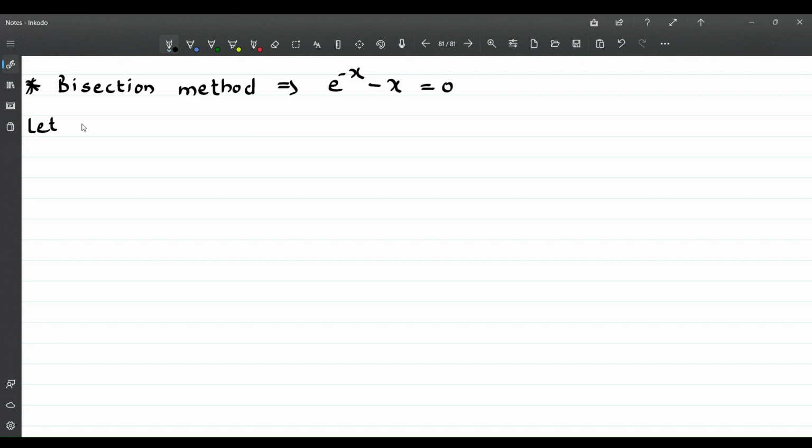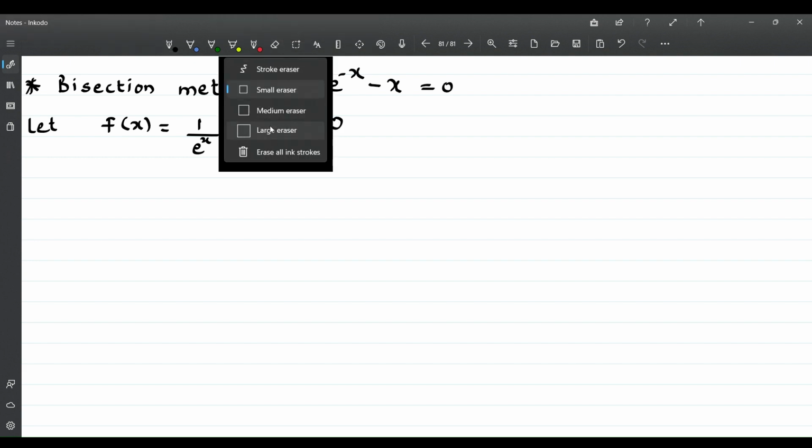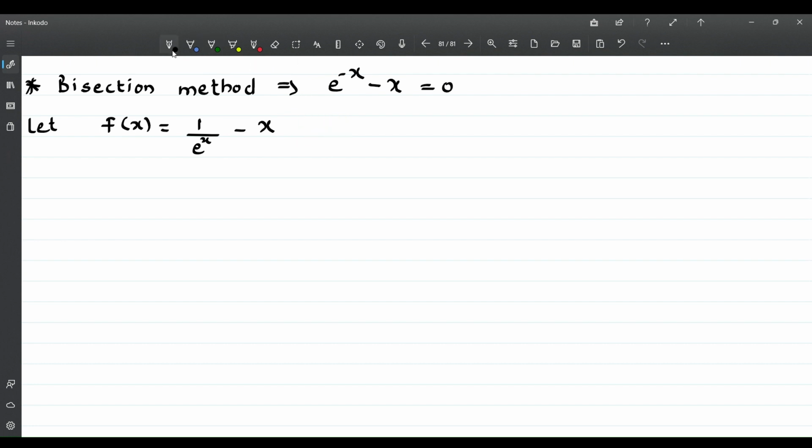All of us know the exponential function, e raised to minus x. We have to simplify this equation like this: e raised to minus x will be 1 upon e raised to x. So the equation is 1 upon e raised to x minus x is equal to 0. Say this as equation 1. So what we have to do here is simplify this: e raised to minus x will be 1 upon e raised to x.